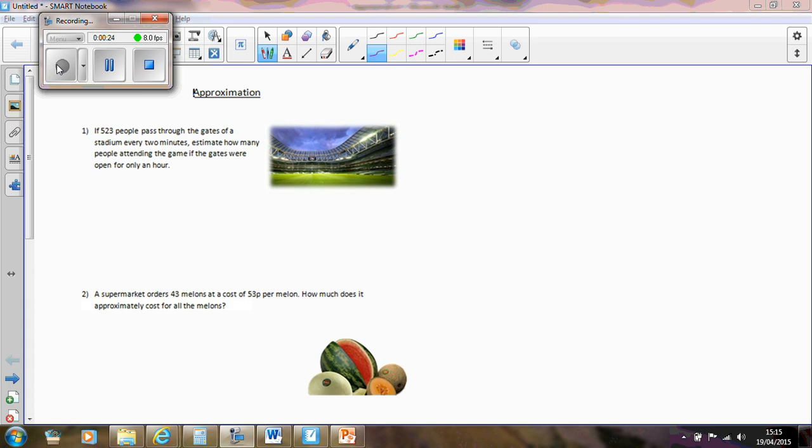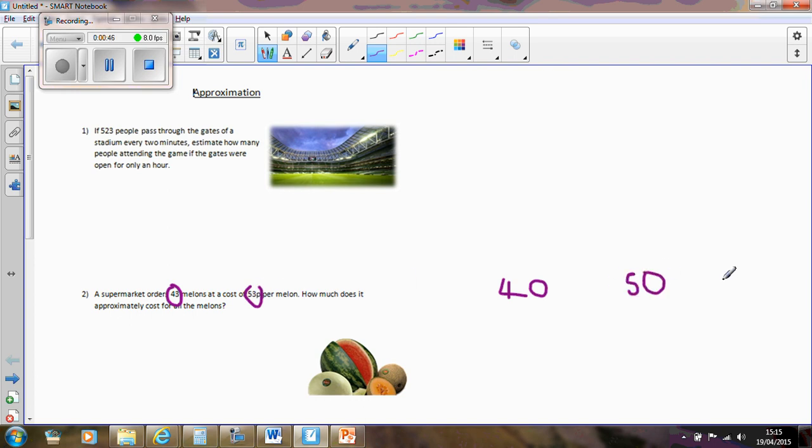So for example, let's have a go at number 2. Number 2 said that a supermarket orders 43 melons at a cost of 53p per melon. How much does it approximately cost for all the melons? So we round 43 to the nearest 10 and we get 40, because it's closer to 40 than to 50. And we round 53 to the nearest 10 and get 50, because it's closer to 50 than it is to 60. And it says how much does it approximately cost for the melons.